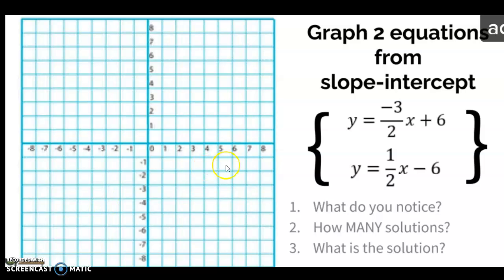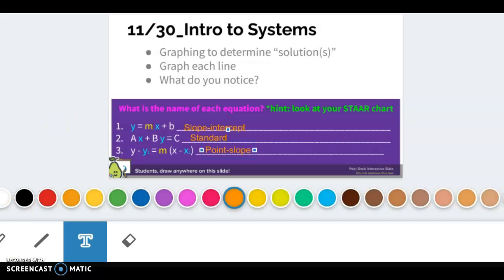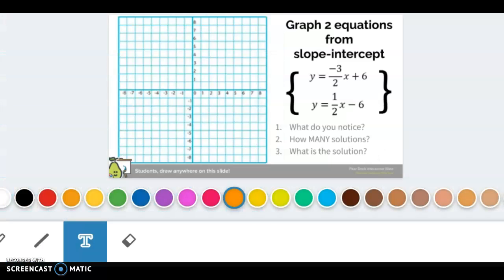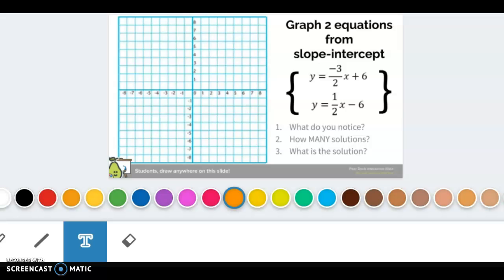Okay, so slide 3 tells you to graph 2 equations from slope-intercept form. So if you notice, slope-intercept is when you have the slope and the intercept right off the bat. Okay, so I'm going to go ahead and go to student mode so that way you can see what I'm doing. I forgot that I put it on student paste, so I gotta go find the slide. Okay, so it's slide 3. I'm sorry.